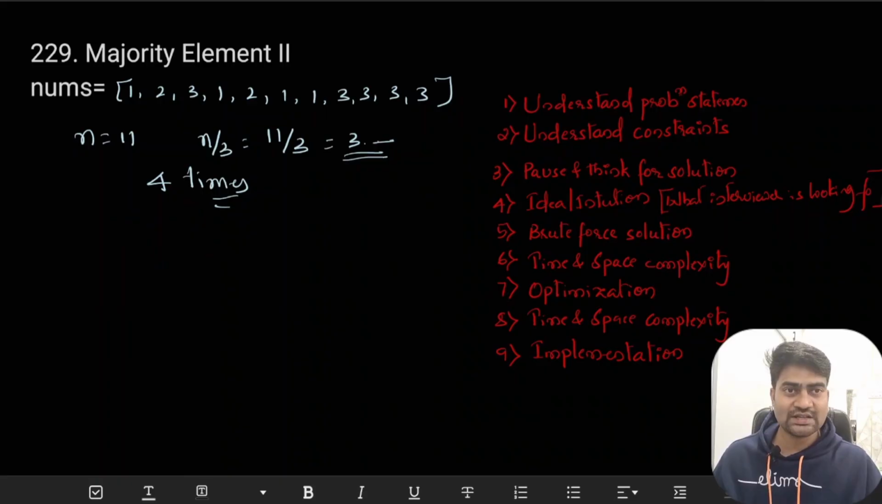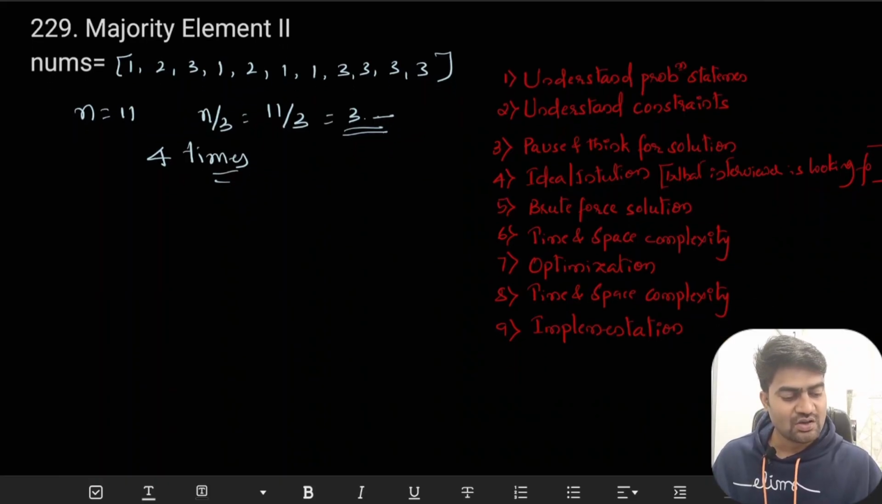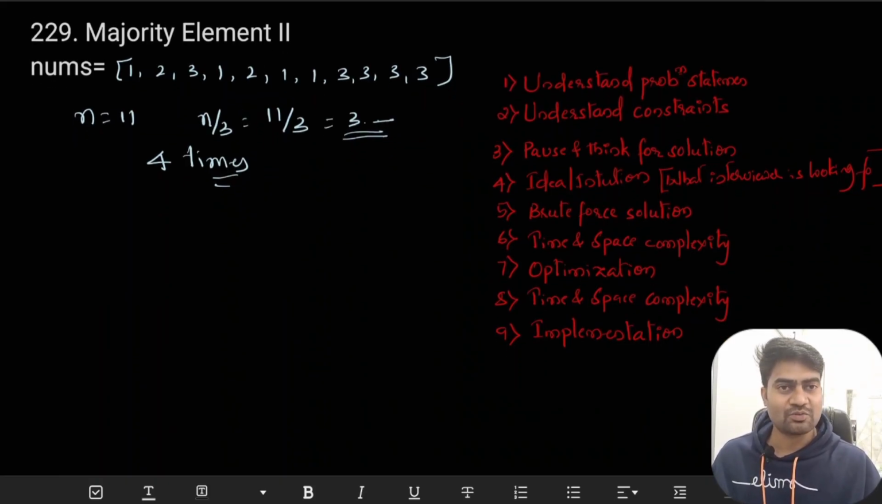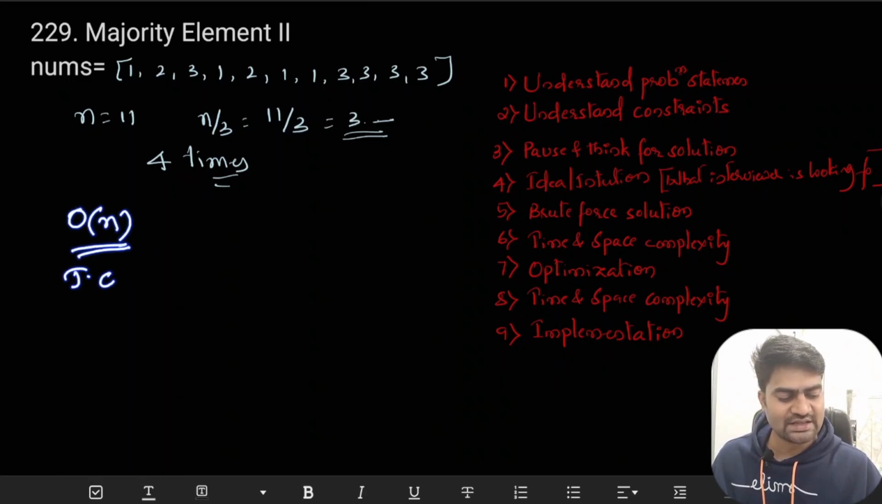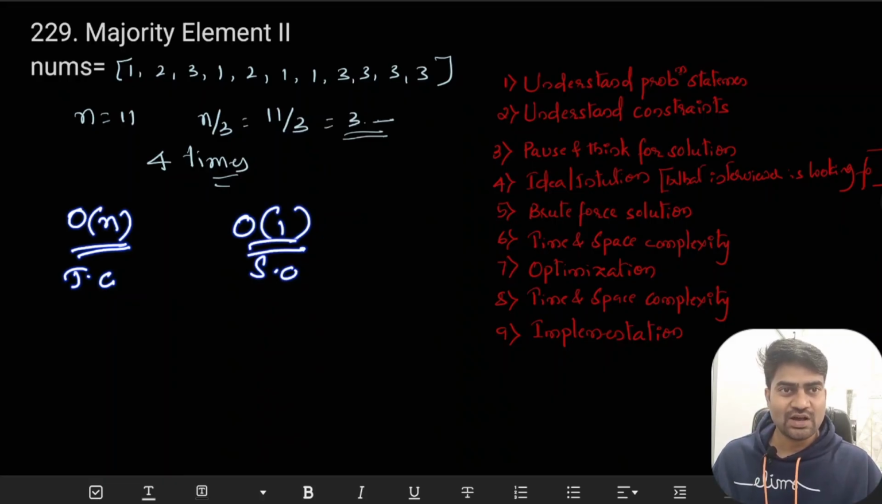So that is what the problem statement says. We have already seen the constraints. Maybe you can pause the video for a second and think about any possible solution. Now let us try to understand the idea behind this problem. When the interviewer gives this problem, he expects us to solve it in O of n time complexity and O of 1 space complexity. So how to do that?